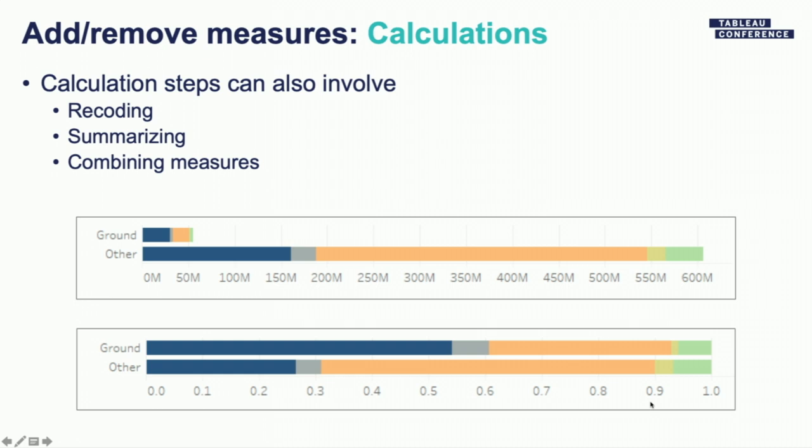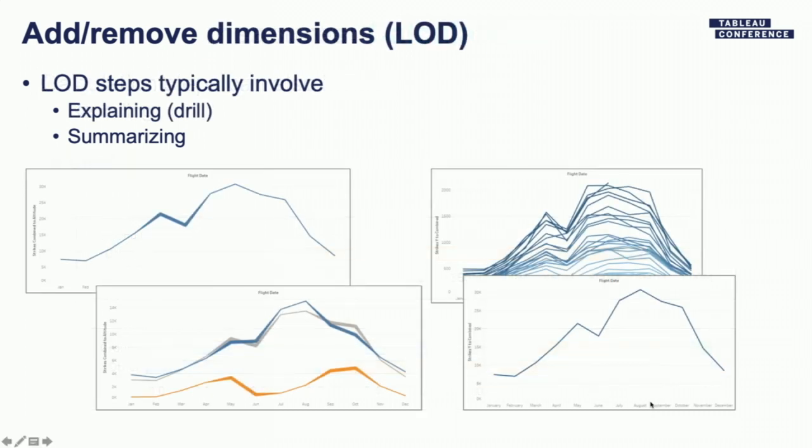Moving to a percent of total is hard to explain to a general audience, but the animation honestly makes it much easier to explain the logic of that step. So the final one that I'm going to talk about today is adding and removing dimensions. When you add or remove dimensions, what you're changing is level of detail. So that's what LOD means on this slide. You're changing the level of the dimensional encoding of the data view.